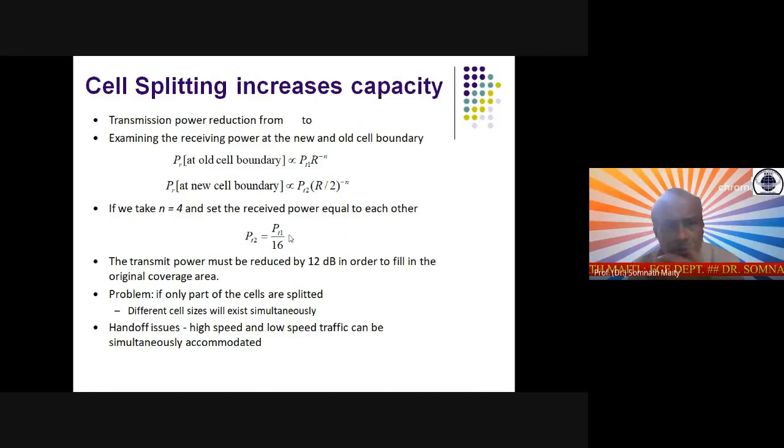If part of a cell is split, you must define the cell size, because if you want to split a cell, you need to have equal cells. So you can equally distribute, there is a symmetry, you can distribute the new customers within the new area, the new pico cells. Another issue is, if you have different cell sizes, the handoff issue will come into effect.